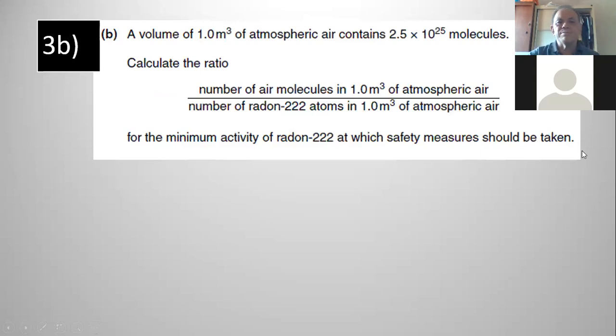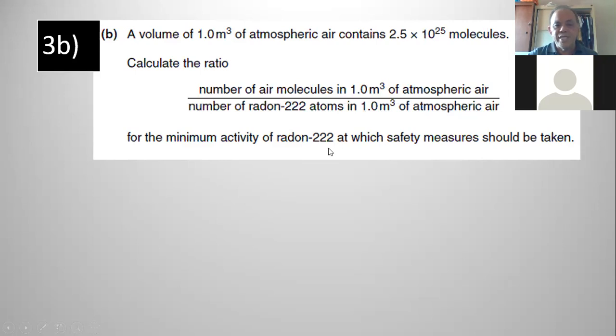The volume of 1 cm cubed of atmospheric air has this number of molecules. We want the ratio of the number of air molecules in 1.0 cm cubed of atmospheric air to the number of radon atoms in 1.0 cm cubed of atmospheric air. One is the radon, one is the air molecule. And we look at what is given. This is given: atmospheric air contains that amount.